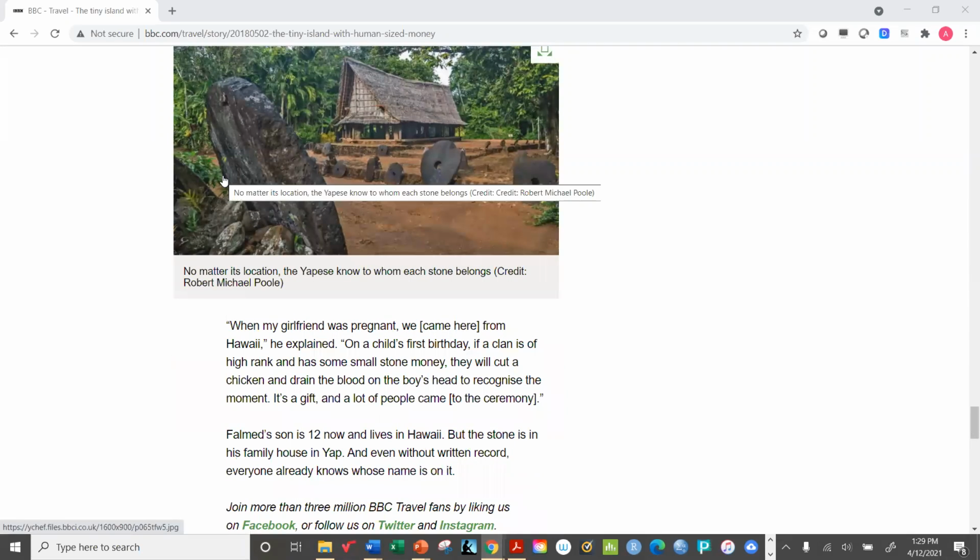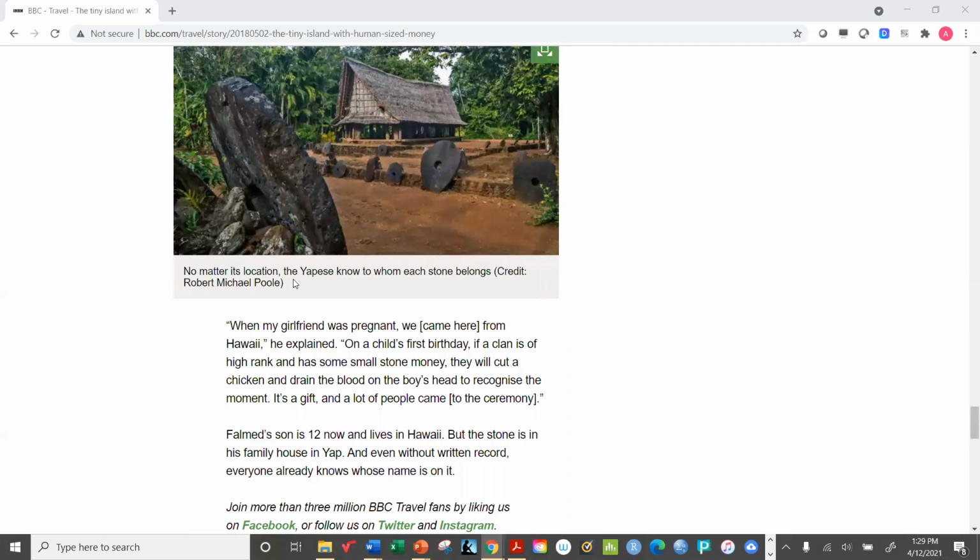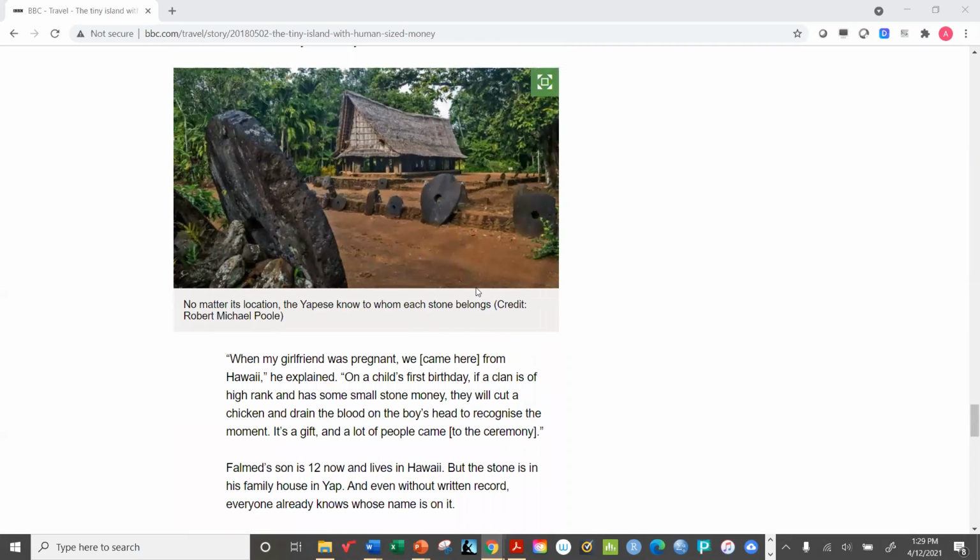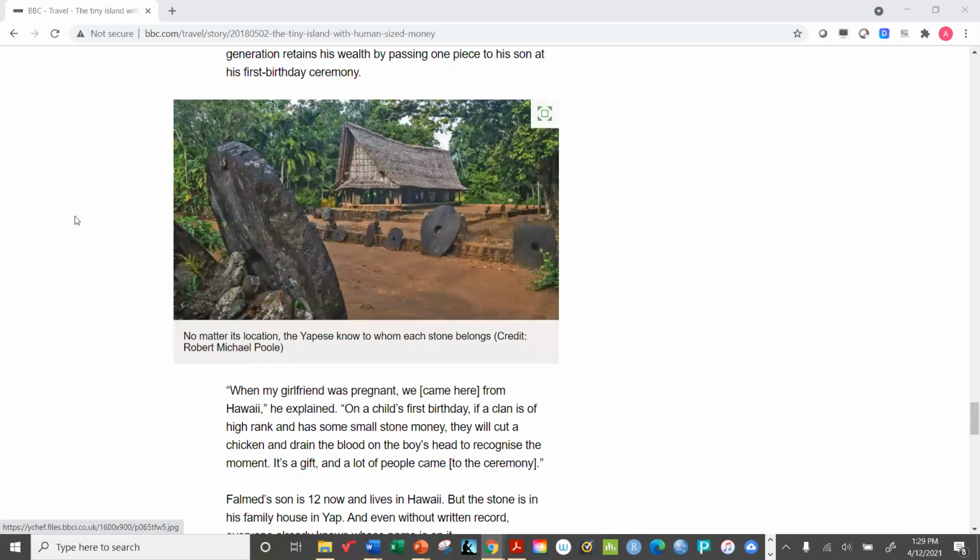Huh, interesting. So no matter its location, the Yapese know to whom each stone belongs, and that's all that matters to them. Although they are using dollars too, and at this point in time, this is still the official currency of Yap.